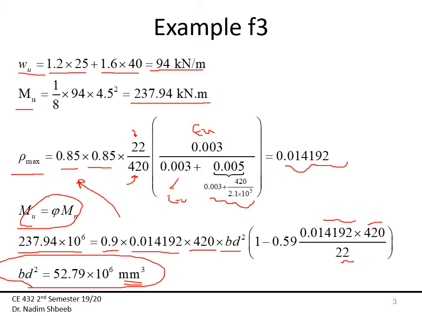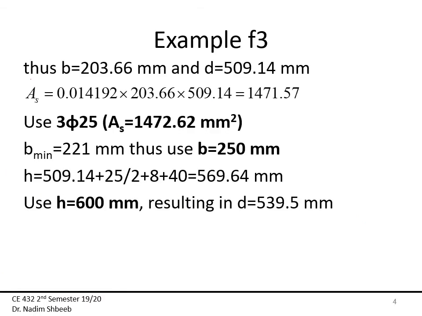So now I'm going to use the fact that D is equal to 2.5 B. Then from that I will have B cubed equal to 52.79 times 10 to the 6 divided by 2.5 squared. So from that, the value of B is going to be 203.66 millimeters. Multiply that by 2.5, as I said, you will get D to be 509.14 millimeters.